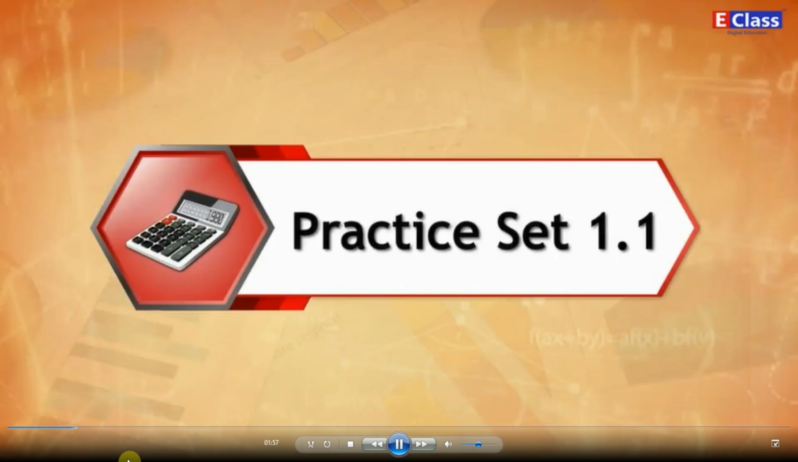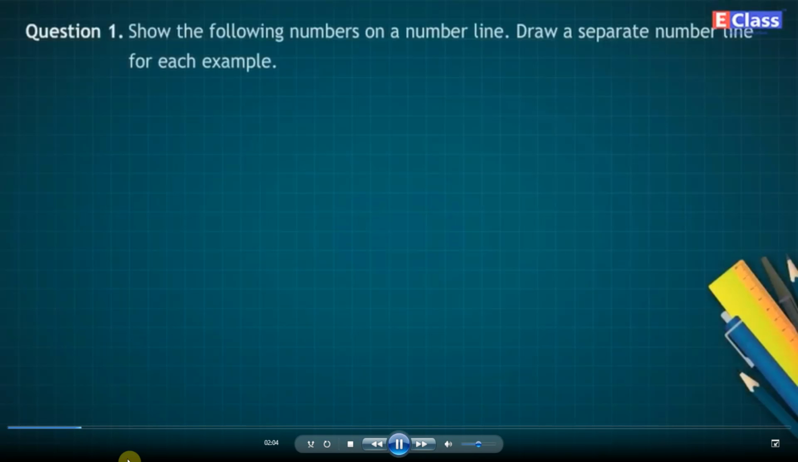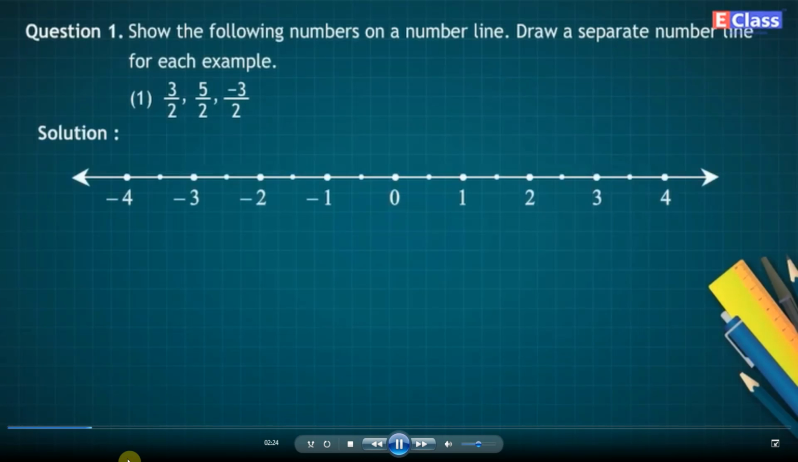Practice set 1.1. Question 1. Show the following numbers on a number line. Draw a separate number line for each example shown on your screen. 1. Let us see 3 by 2, 5 by 2, minus 3 by 2 on a number line. Solution. First, let us draw a number line.